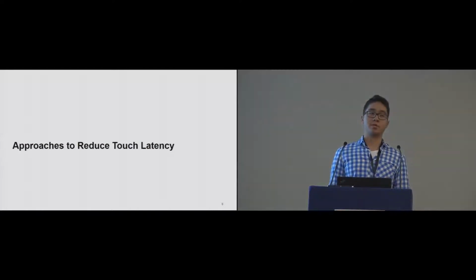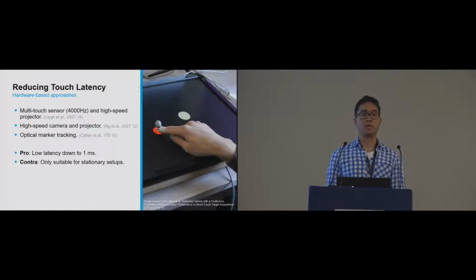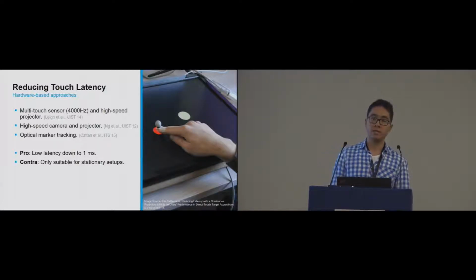So how do we reduce touchscreen latency? Previous work presented different approaches, including software-based and hardware-based approaches. The hardware-based approaches involve additional and novel hardware, which is faster at capturing and faster at visualizing the response. These prototypes were mainly built to investigate the effect of touch latency on the user. Amongst others, Lei and colleagues developed a multi-touch sensor with a sampling rate of 4 kilohertz and used a high-speed projector to visualize the response.